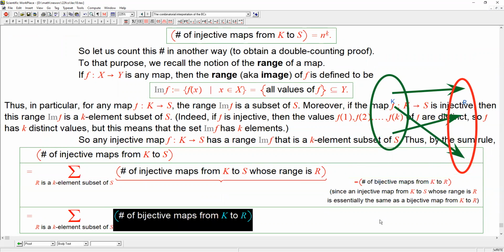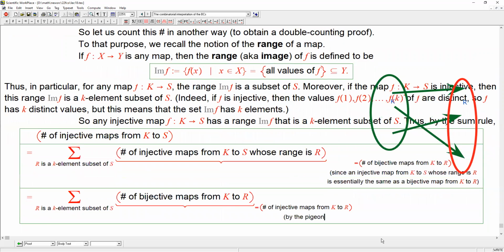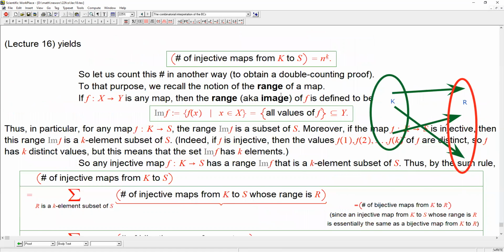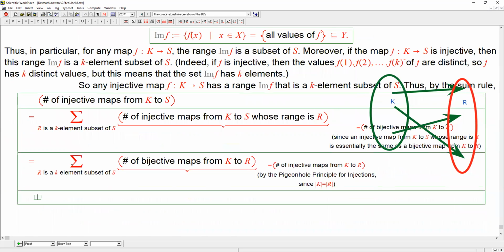Okay, what do we know about bijective maps from K to R? We know that they're the same as injective maps from K to R by the pigeonhole principle. How can the pigeonhole principle be applied? First of all, which one? The one for injections. The sets K and R have the same size because R is a K-element set, but K is also a K-element set. So the sets have the same size, so any injection between them is a bijection by the pigeonhole principle. And therefore, the bijective maps are the same as the injective maps.